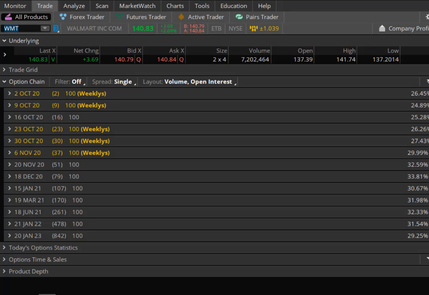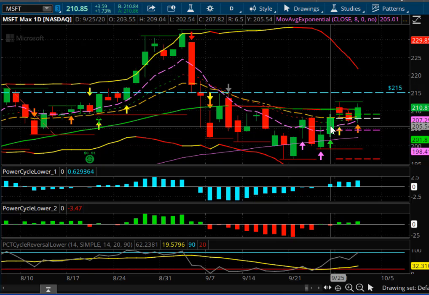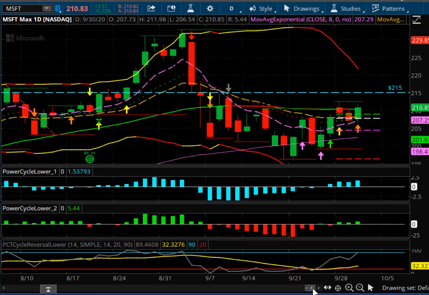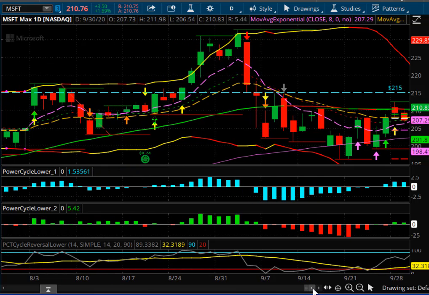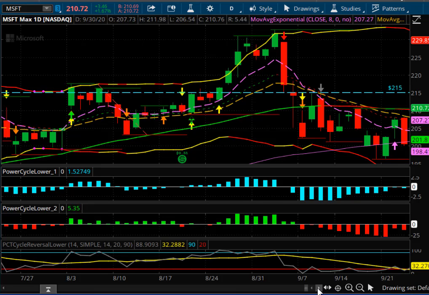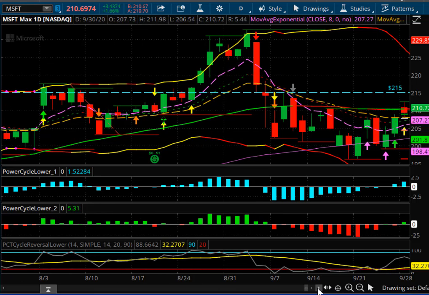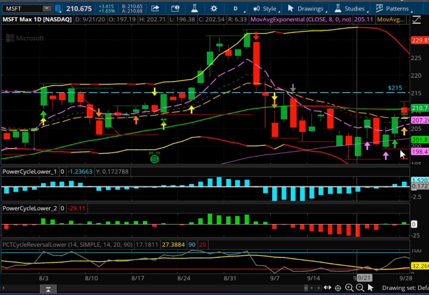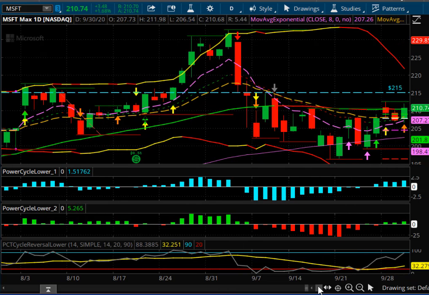So here's one more example. We did another one on Microsoft that's turned out really well. This was a calendar diagonal we set up on the 25th right here. We were looking for Microsoft to move higher, but we thought it could maybe stall out right up here at this 50 simple moving average, which was coming in at 210. So instead of just going long calls in case it backed up, came up here and fell back down, we did a calendar diagonal to take advantage of theta decay if we had to wait it out.